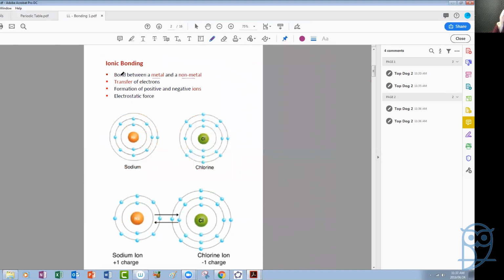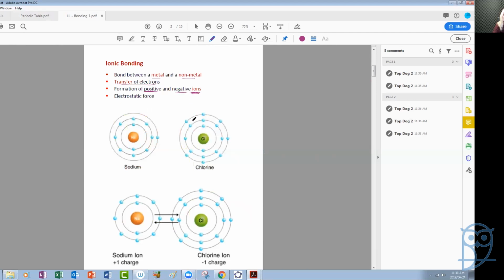So ionic bonding is a bond between a metal and a non-metal. It involves a transfer of electrons, not the sharing of electrons, but a transfer of electrons. So electrons from the metal transfer to the non-metal. And the result is the formation of ions, positive and negative ions.